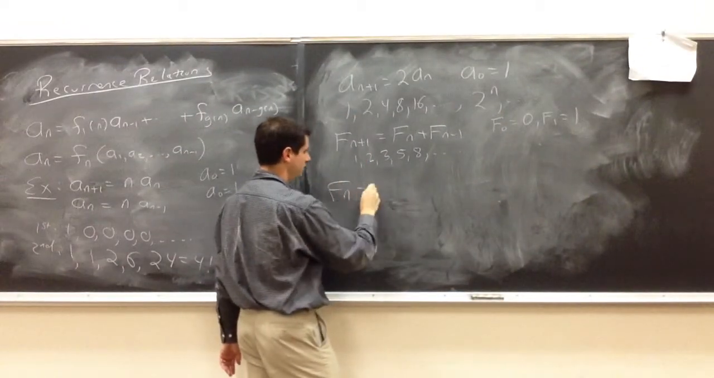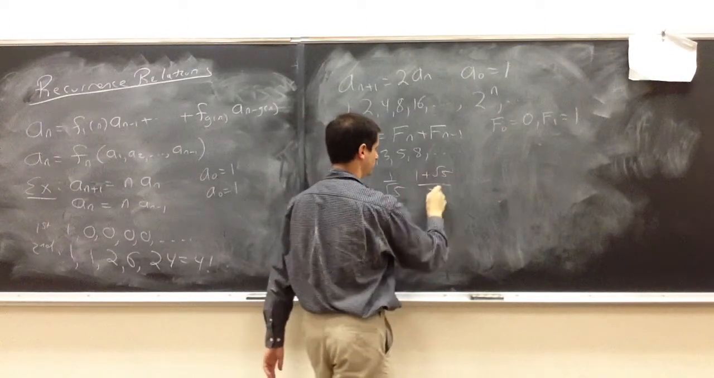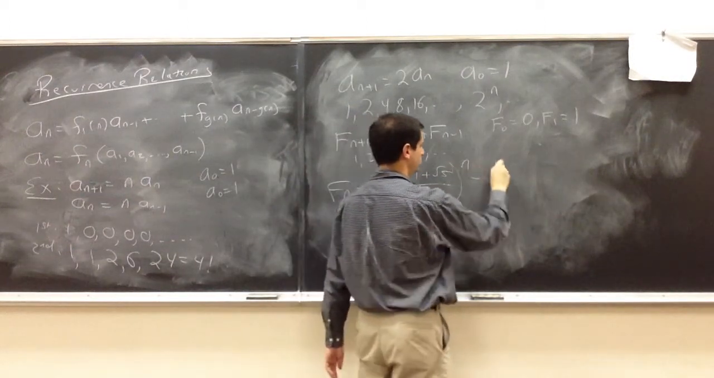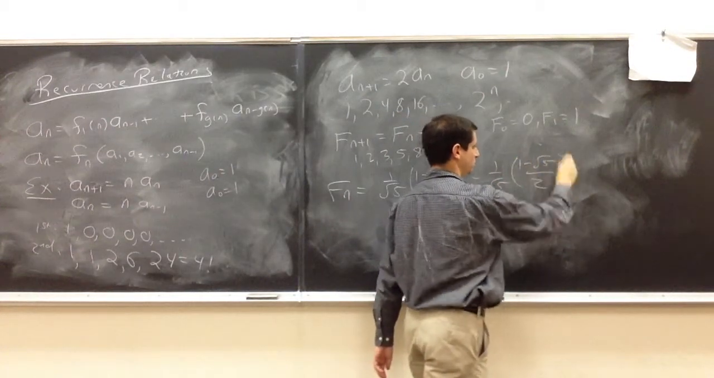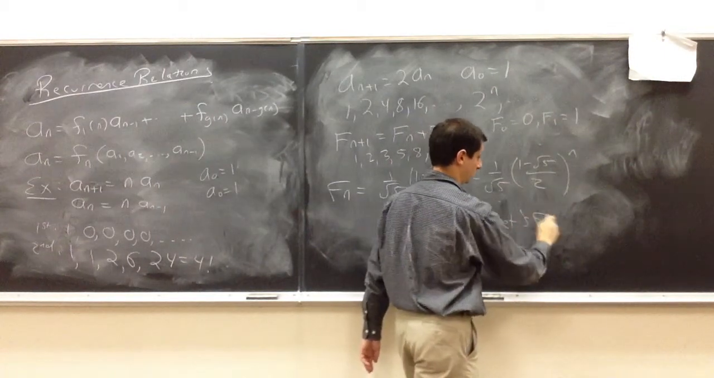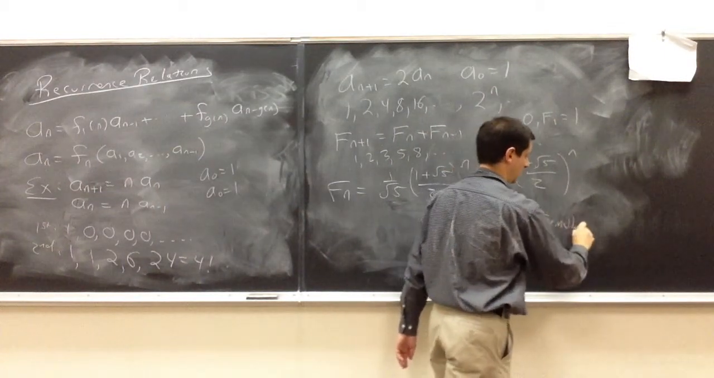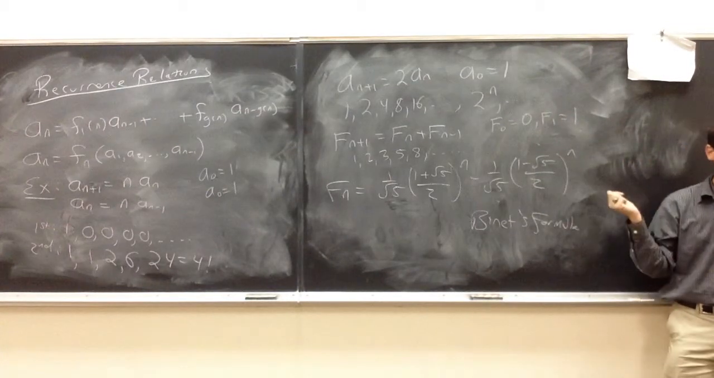So f_n is 1 over the square root of 5 times ((1 plus root 5) over 2) to the n, minus 1 over root 5 times ((1 minus root 5) over 2) to the n. This is Binet's formula. I believe we've mentioned this formula in class. Okay? Did we talk about this before?